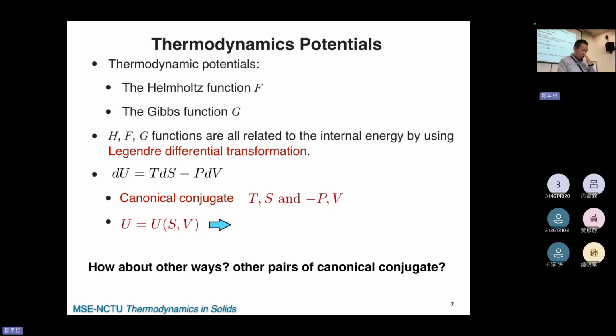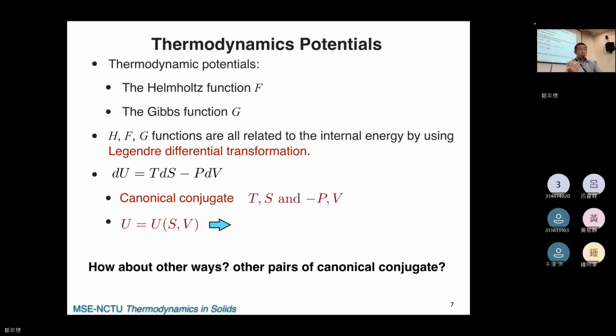Okay, so we typically introduce two important potential energies, called the Helmholtz function, the Helmholtz free energy, and the Gibbs free energy. We name them F and G. So what are they? Actually, H, F, G functions are related to internal energy by using the Legendre transformation. We just introduced that tool for you, right?